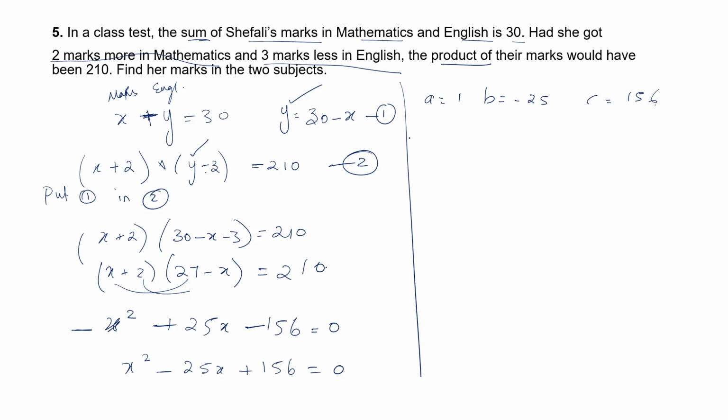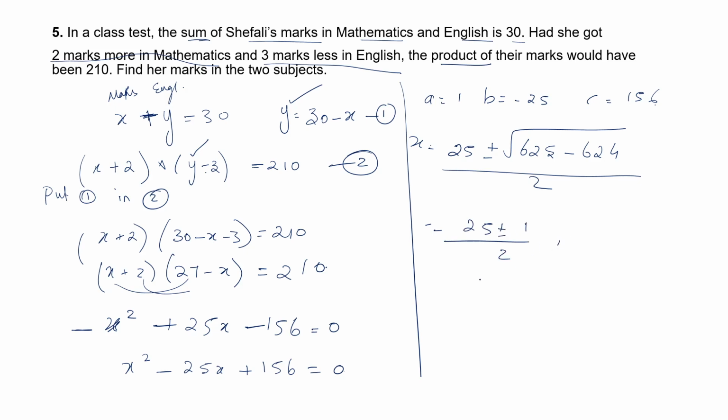By this method you will get x is equal to minus b, that is 25, plus or minus root of b square minus 4ac, divided by 2a. So your value of x will be 26 by 2 or 24 by 2, that is 13 or 12.